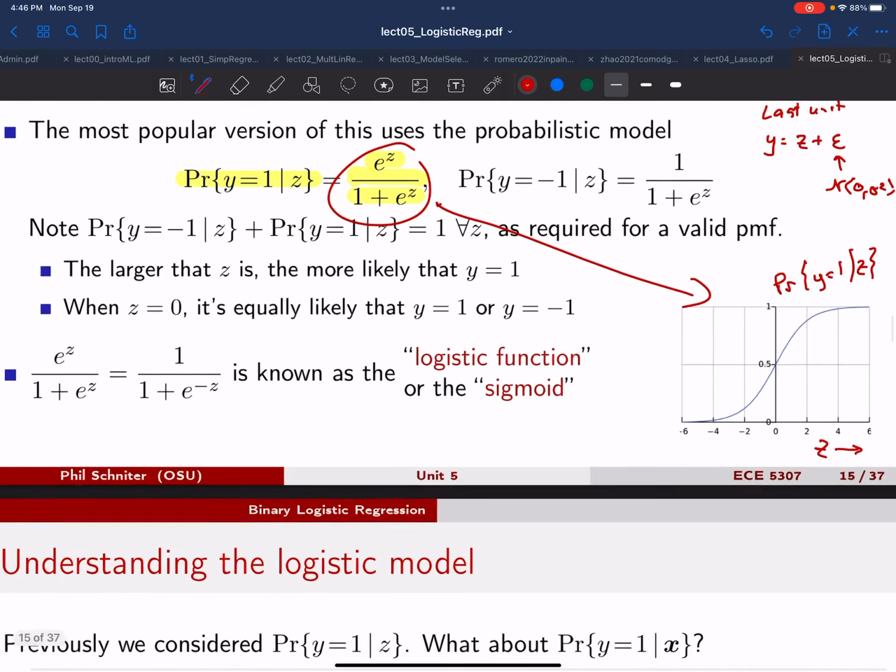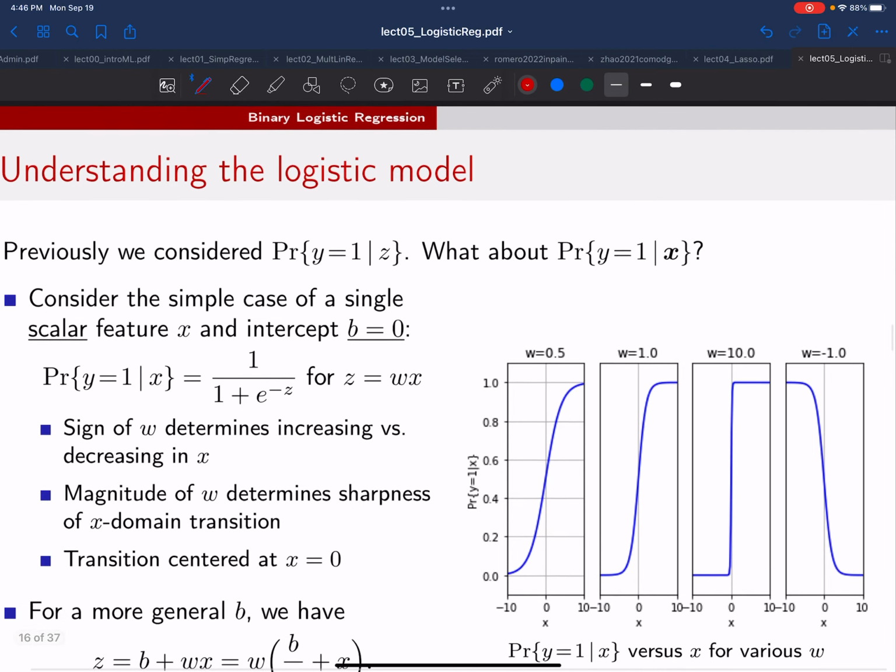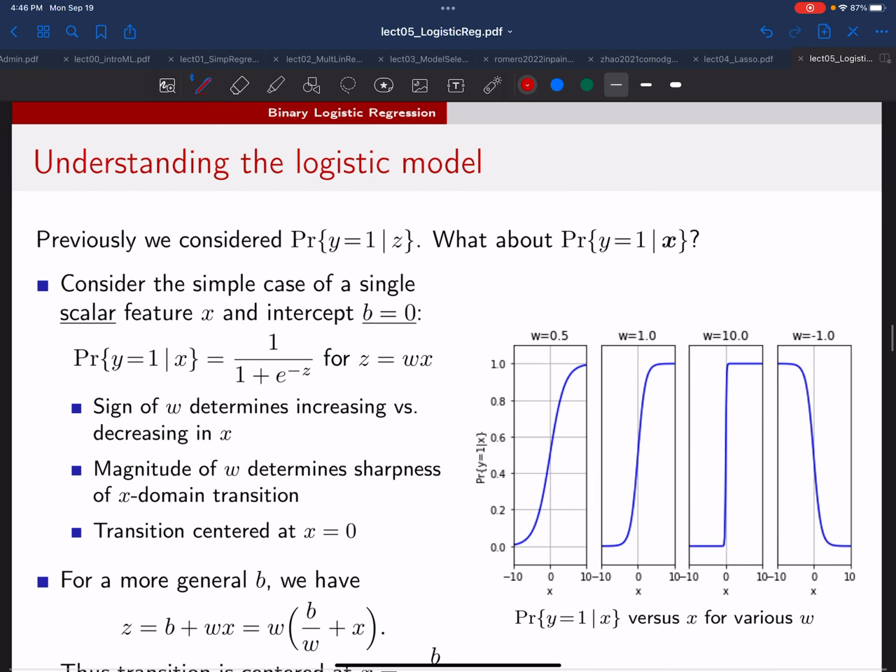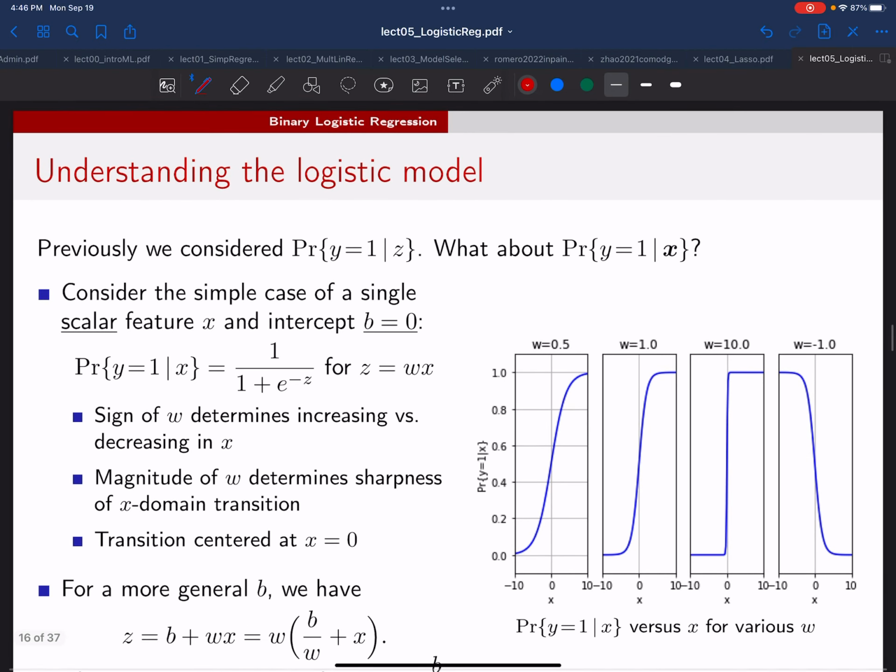So now that we have that model, we can do a lot of the same things we did last time, like maximum likelihood and all that. Let's spend a little bit more time looking at this model. The model from the previous page writes the probability of y in terms of that intermediate variable z, the score. But what we really care about is the probability of y given the features x.